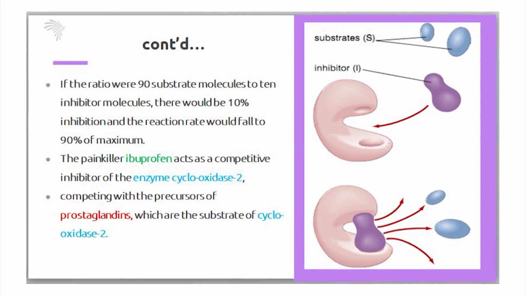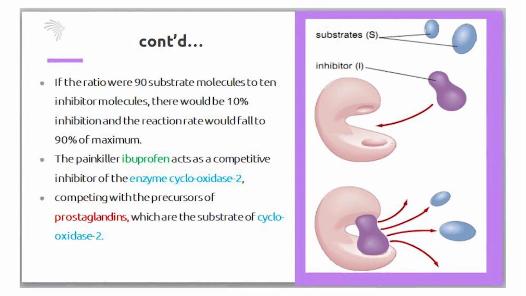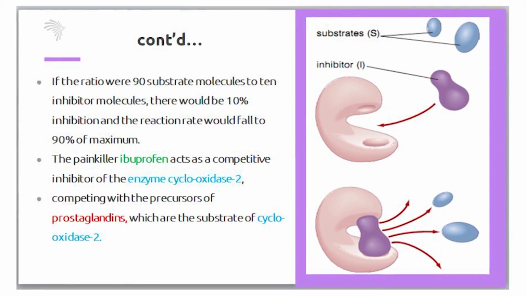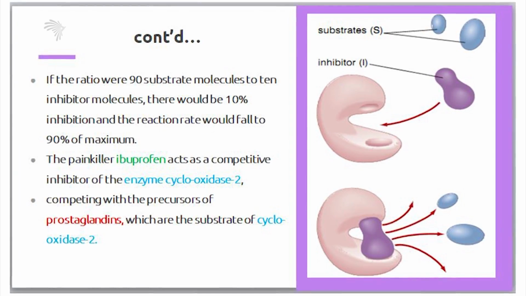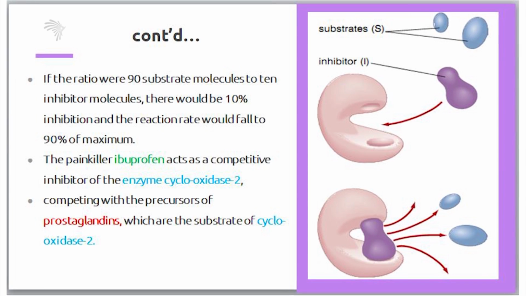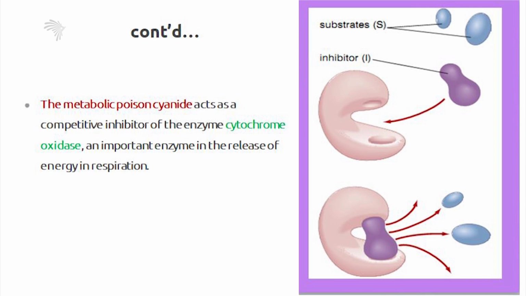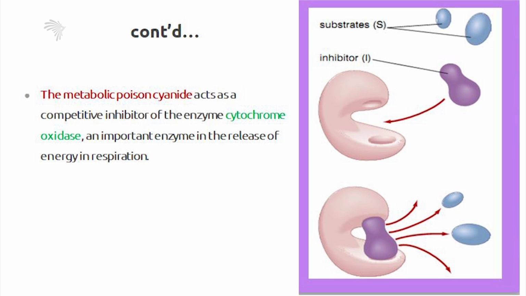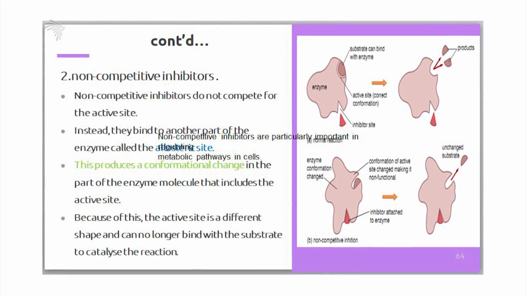The painkiller ibuprofen acts as a competitive inhibitor of the enzyme cyclooxygenase 2, competing with the precursors of prostaglandin, which are the substrate of cyclooxygenase 2. The metabolic poison cyanide acts as a competitive inhibitor of the enzyme cytochrome oxidase, an important enzyme in the release of energy in respiration. The second one is the non-competitive inhibitor.